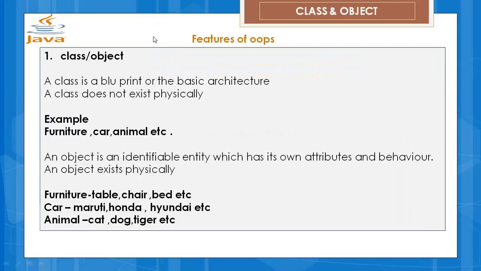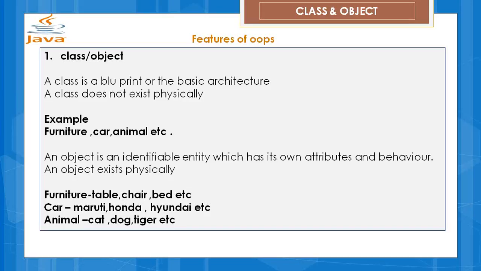So first of all, what is a class? If you have to define a class, what is a class? A class is a blueprint, or a basic architecture or a skeleton, and it does not exist physically. Class never exists physically, because it is a structure, it is a skeleton. So furniture is a class, car is a class, animal is a class, but these classes are only structure. Human is a class, it's only a structure. They don't exist physically. What exists physically are their objects.